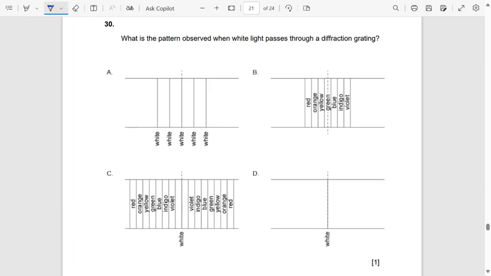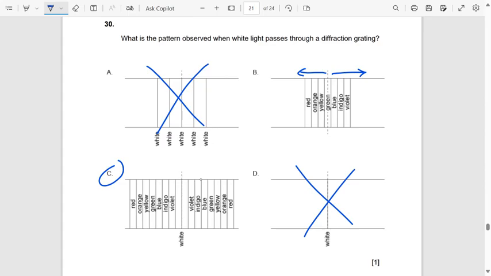Question 30. What is the pattern observed when white light passes through a diffraction grating? Right, it's this one. Hopefully you've got that one immediately. So when we go through a diffraction grating, the white light splits into the visible spectrum. So it is not that one. It is not that one. What actually happens is it's like a mirror.